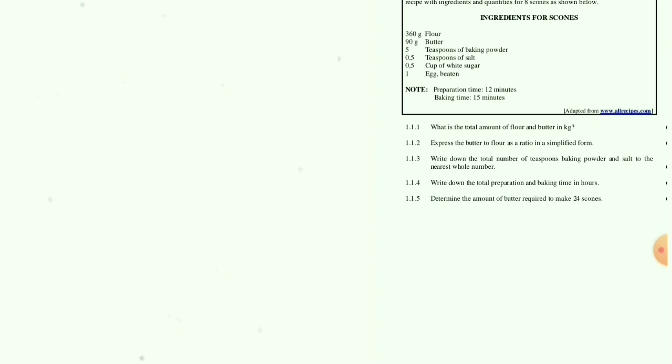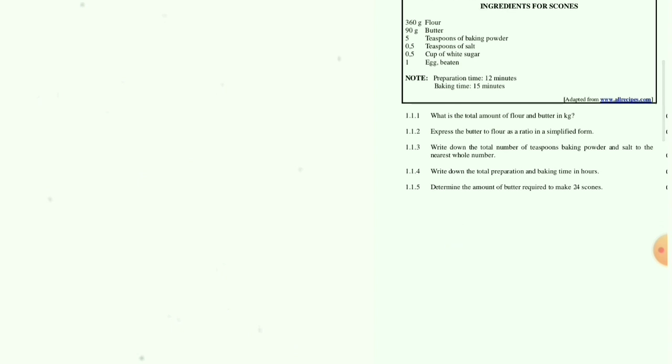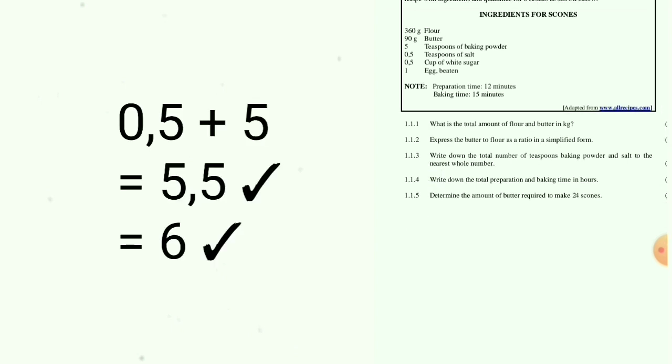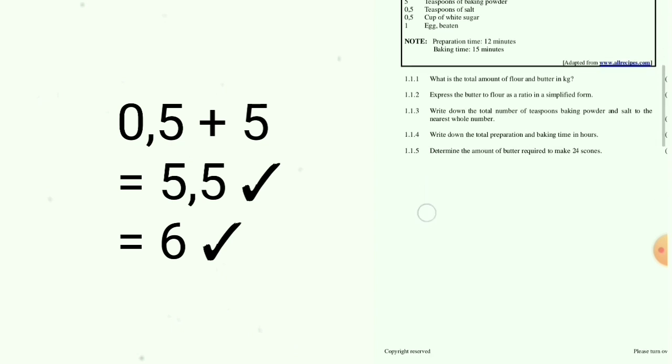Write down the total number of teaspoons of baking powder and salt to the nearest whole number. Okay. Let's look at these ingredients here. So we have to write down the total number of teaspoons of baking powder and salt to the nearest whole number. So we can say 0.5 plus 5. We add them first, and then we get 5.5. Then the answer is equal to 6. This is the nearest whole number.